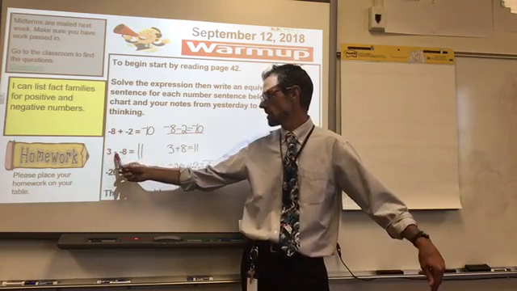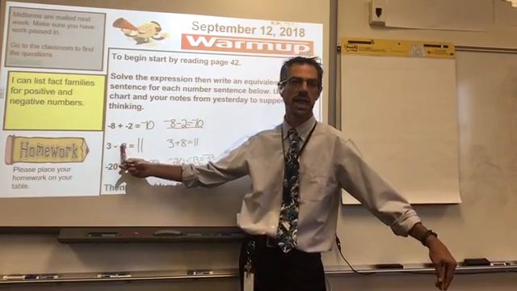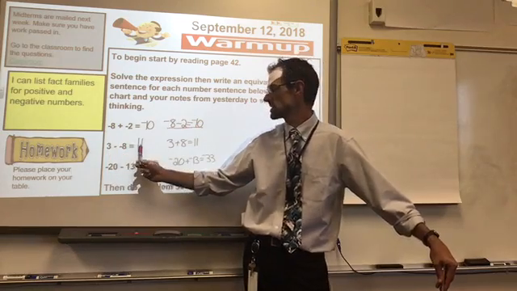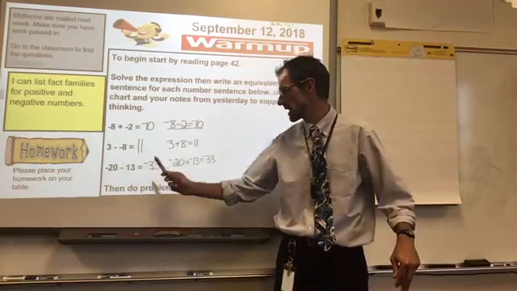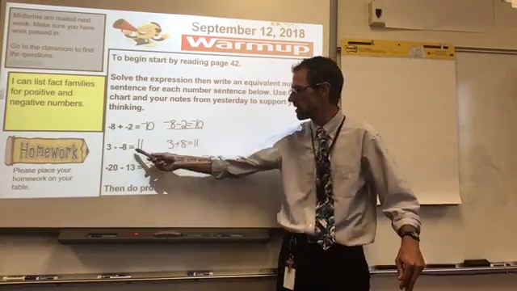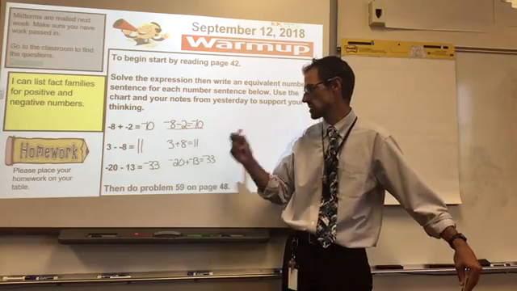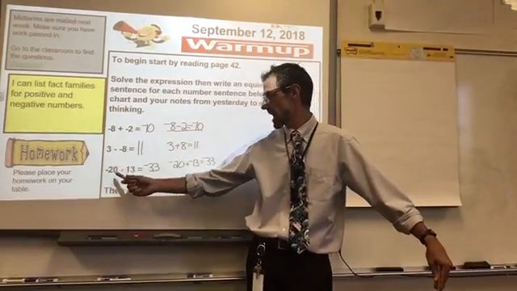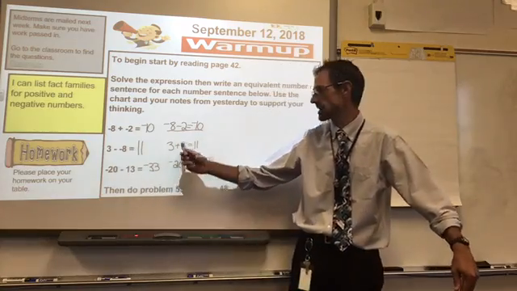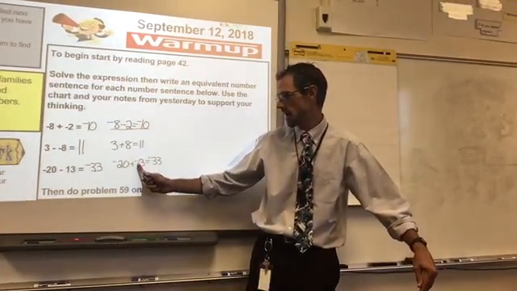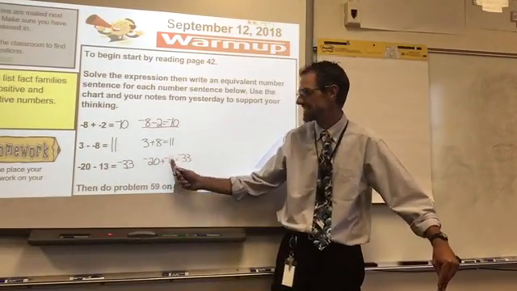Over here, I'm subtracting a negative 8, and I know that when I subtract a negative, it's like adding a positive. So this equals 11. So just like you said, subtracting a negative is like adding a positive. So over here, the equivalent number sentence is addition, and it's adding 8, which equals 11. Then the last one, I'm subtracting a negative. Subtracting a negative is like adding. I'm subtracting a positive, is like adding a negative.